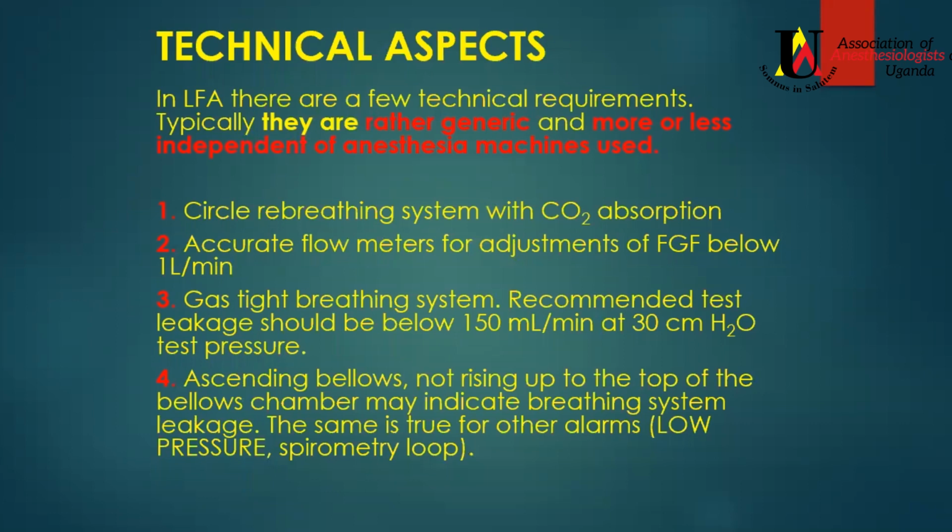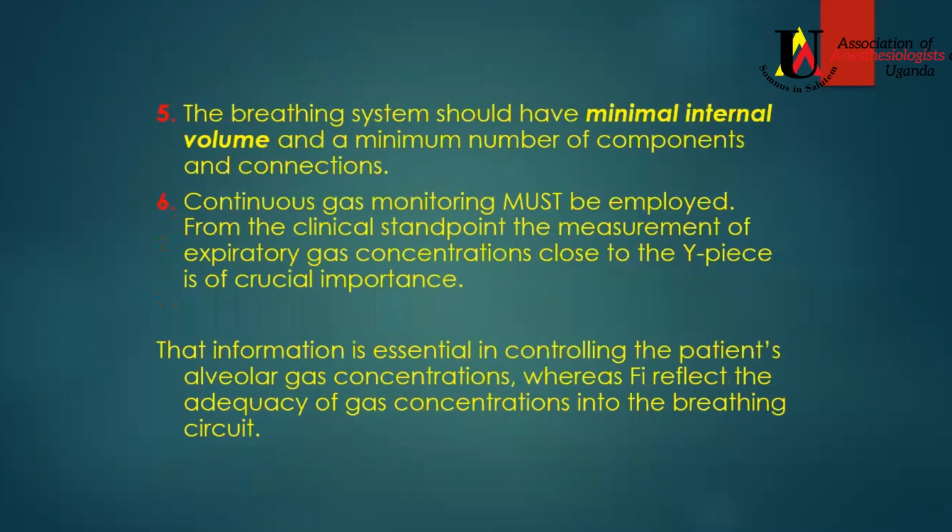You need a gas-tight breathing system. If your machine can do a self-test, leak test, you should only accept 150 mL at 30 centimeters. So you look at something like your bellows. If they're not rising up to the top of the chamber, this indicates that your breathing system may have a leak. Then look at other alarms like low pressure, spirometry loops. All these can show you that there is a leak. The breathing system should have a minimum internal volume and a minimum number of components. So try to minimize the clutter around.